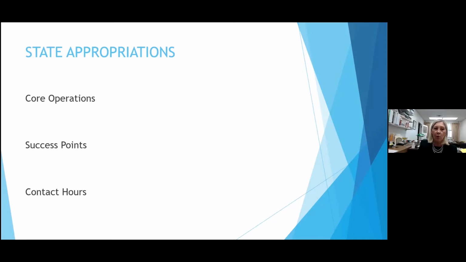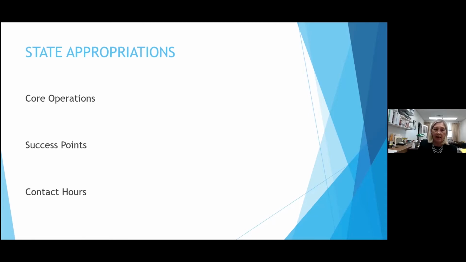And then success points. Colleges receive funding based on metrics leading to student success and completion, which includes progressions such as completing 15 credit hours or 30 credit hours, and for credentials such as a certificate or an associate degree, and for university transfer.